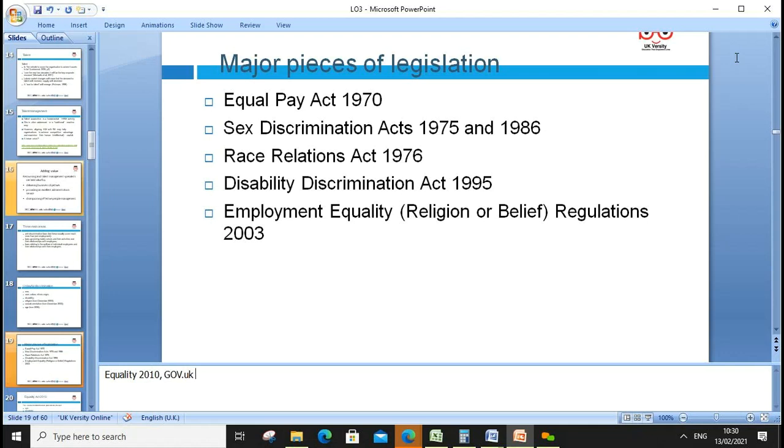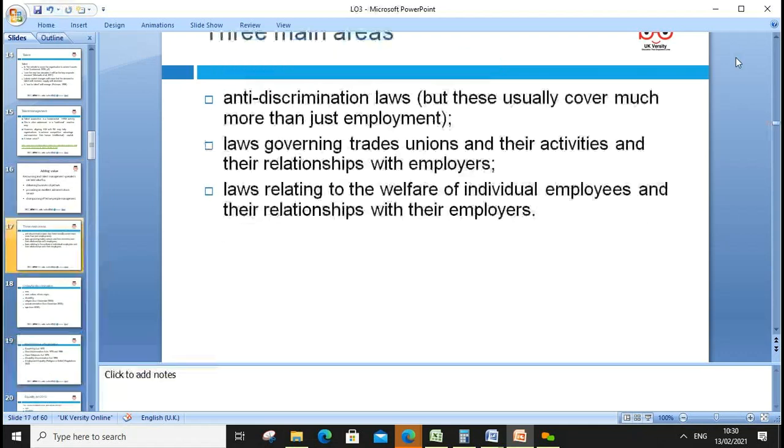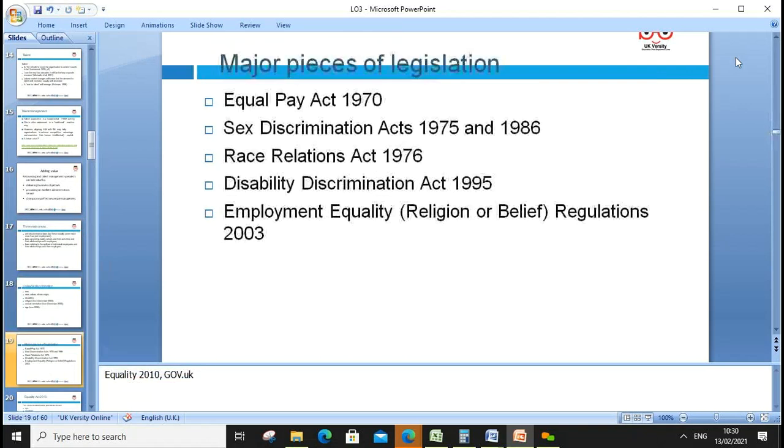The Equality Act, you can say 2010. If you want more detail, you can go to gov.uk. We can read it as well. Yes, because sometimes there are so many sections and subsections.